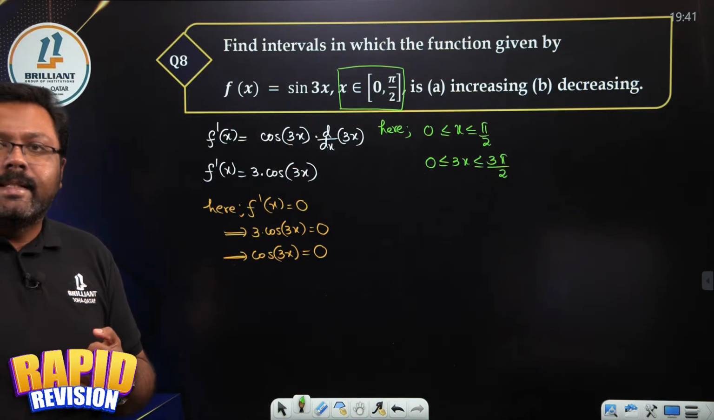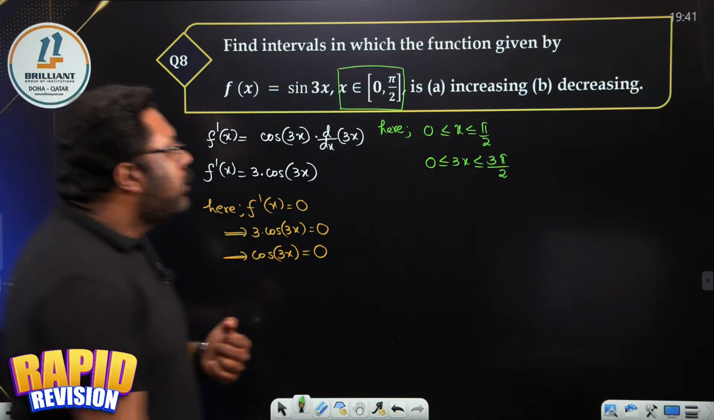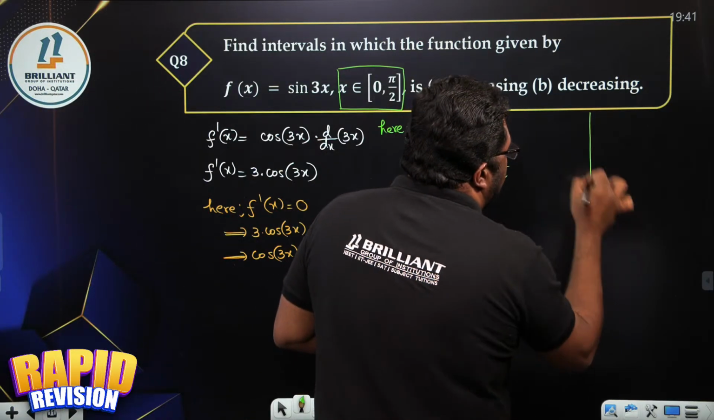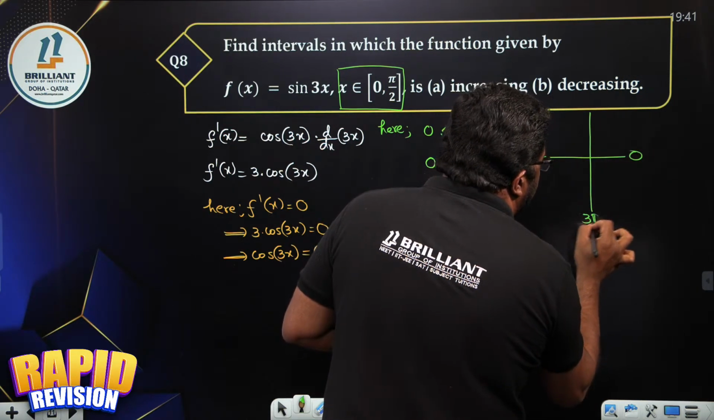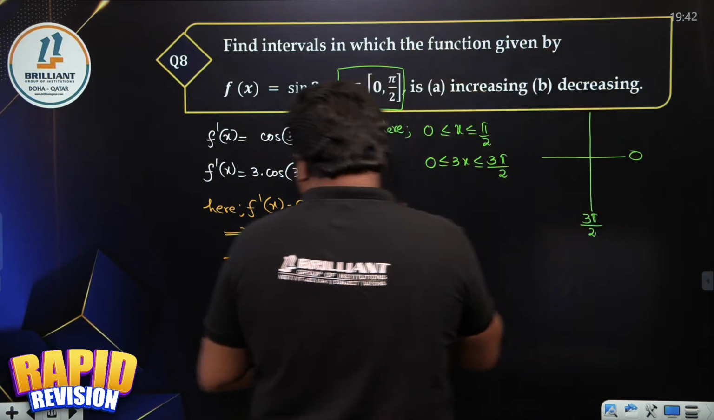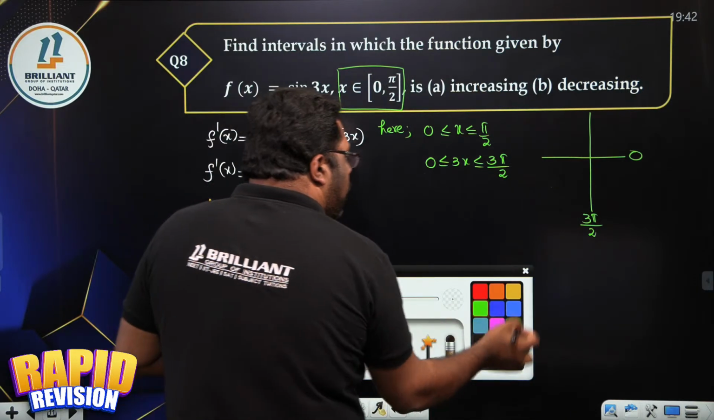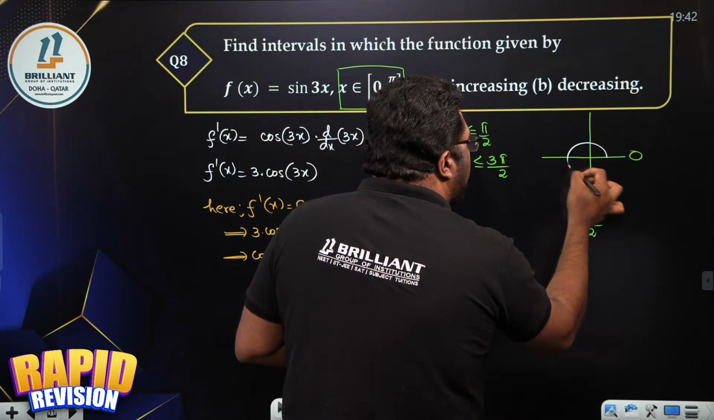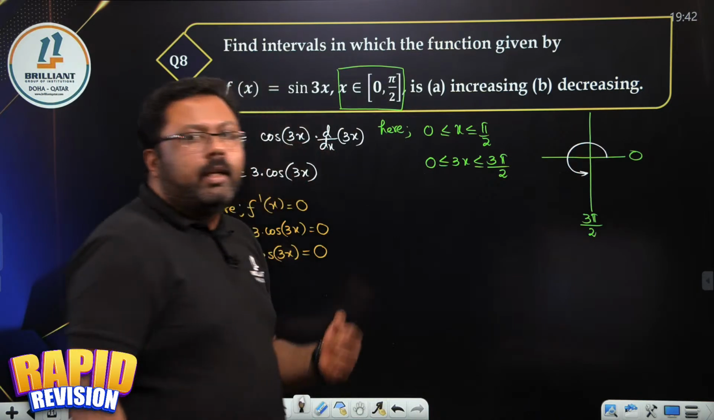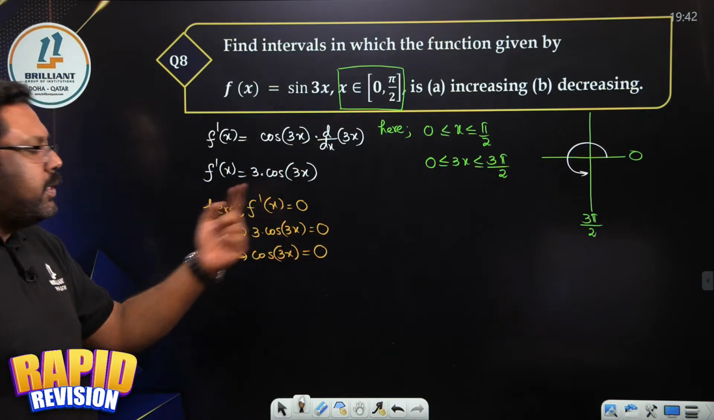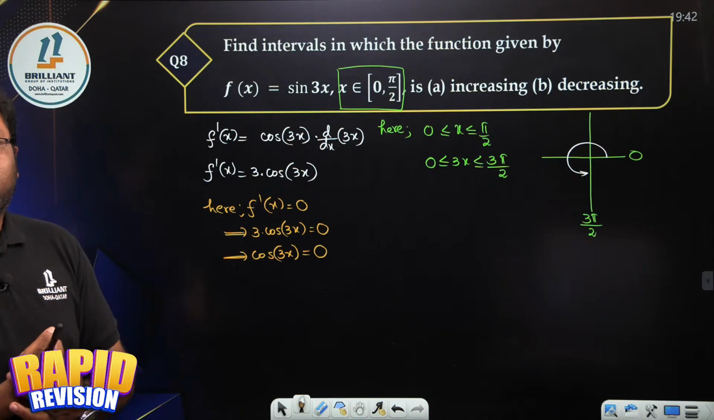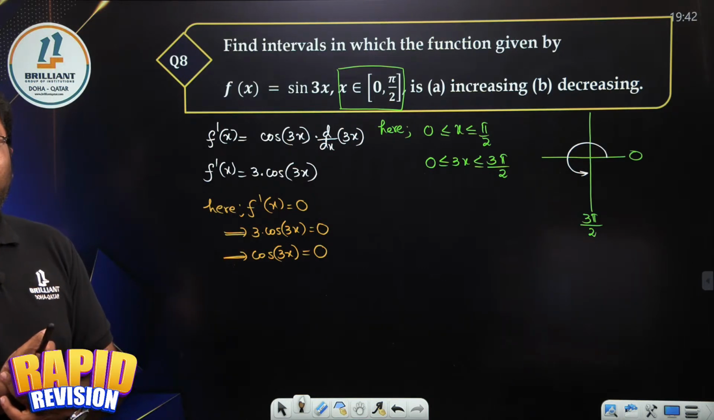3x talks about all the angles from 0 to 3 pi by 2. You have to think about all the angles from 0 to 3 pi by 2. Can anyone start telling me the first angle which makes it 0?